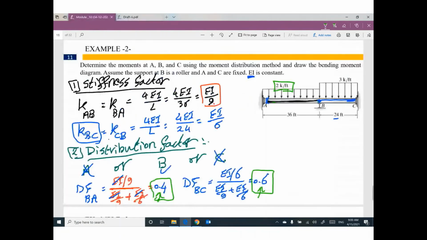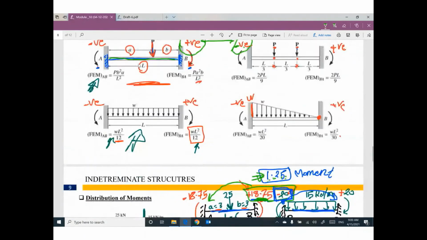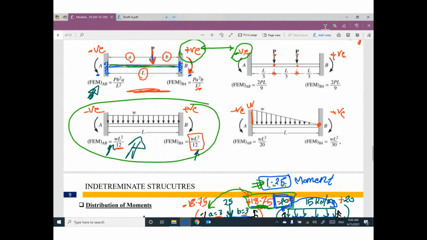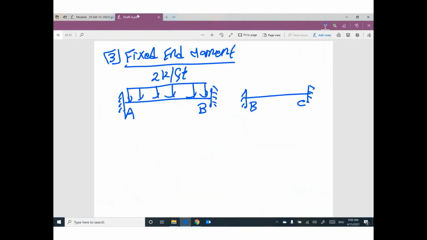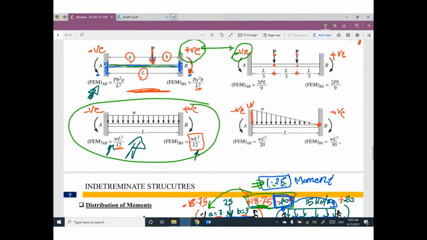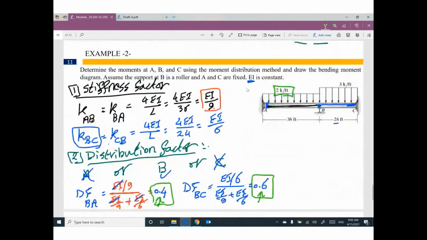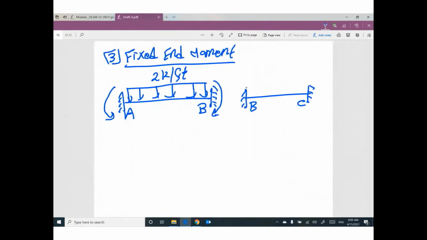So we are right now in this case. The fixed end moment is WL squared divided by 12, so your value here and your value here will be WL squared divided by 12. W is 2, L squared, the length of this member is 36. Your value here will be positive 216 and negative 216.